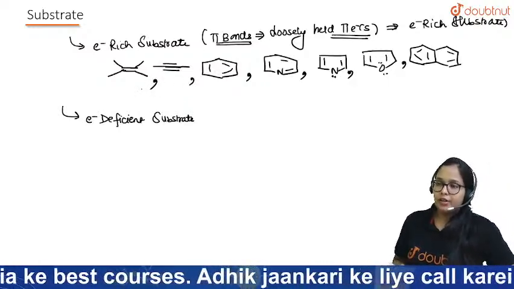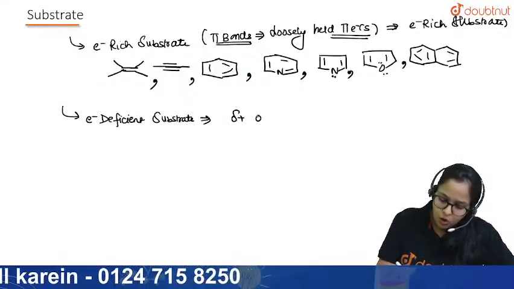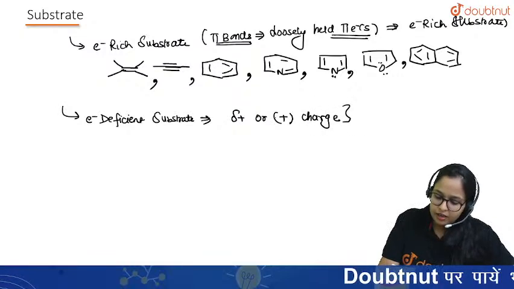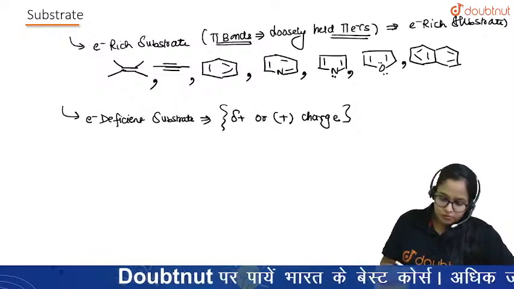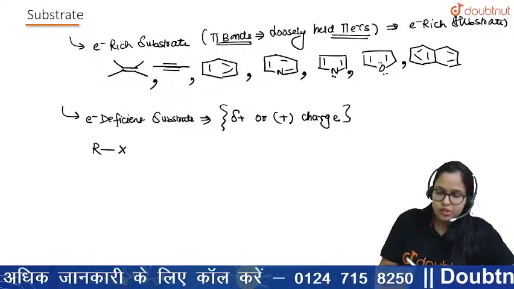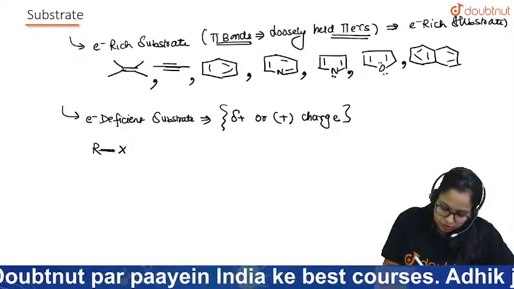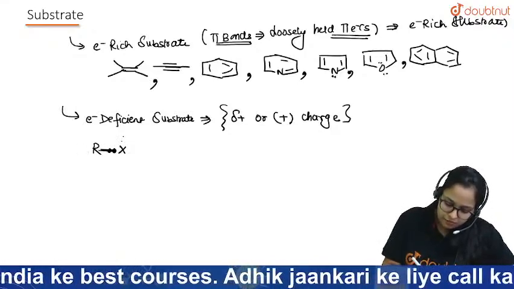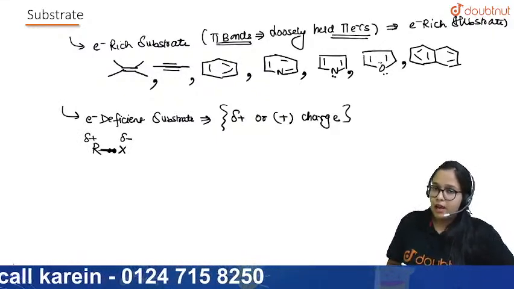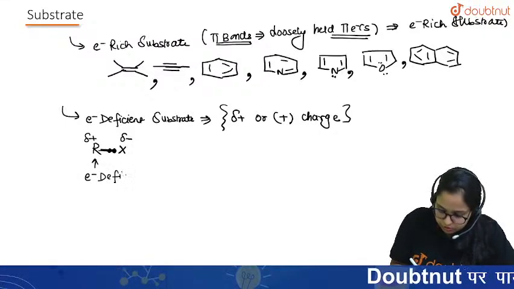We also have electron deficient substrates. Electron deficient substrates usually have a delta positive or positive charge on them. For example, RX, your haloalkane. The halogen atom is more electronegative than the carbon atom. It takes away the sigma electrons towards itself via inductive effect, so X develops a partial negative charge. Delta positive charge is developed on the alkyl part. This is the electron deficient part of your substrate.